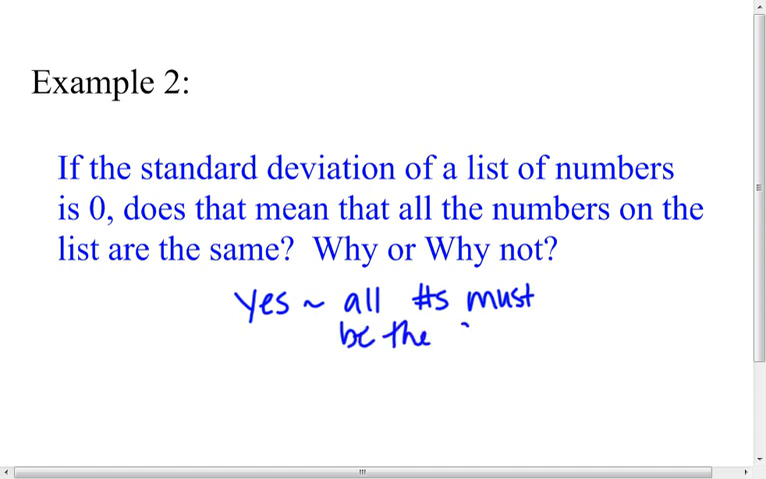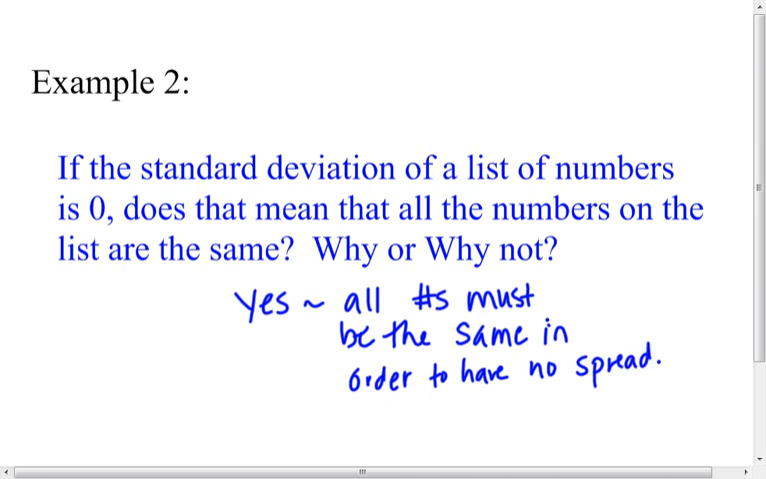All numbers must be the same in order to have no spread, or to have a standard deviation of 0. Okay?